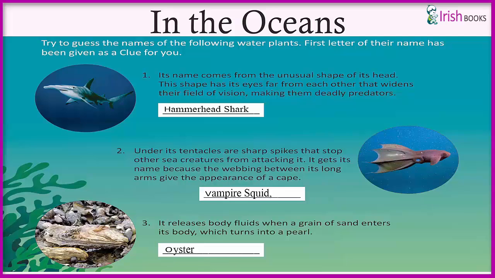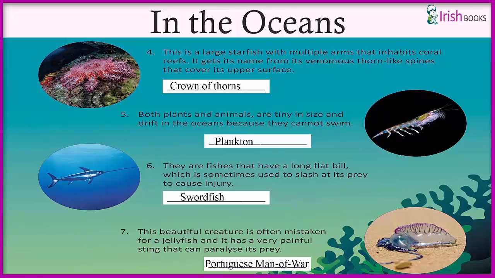2. Under its tentacles are sharp spikes that stop other sea creatures from attacking it. It gets its name because the webbing between its long arms give the appearance of a cape. 3. It releases body fluids from its venomous thorn-like spines that cover its upper surface. 5. Both plants and animals are tiny in size and drift in the oceans because they cannot swim.